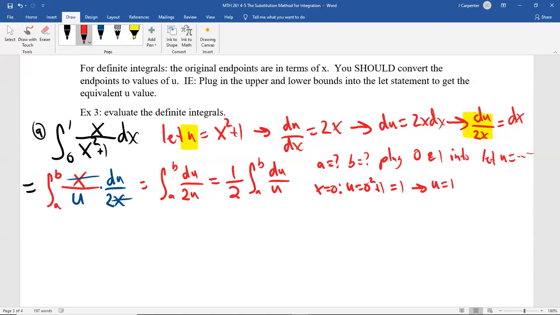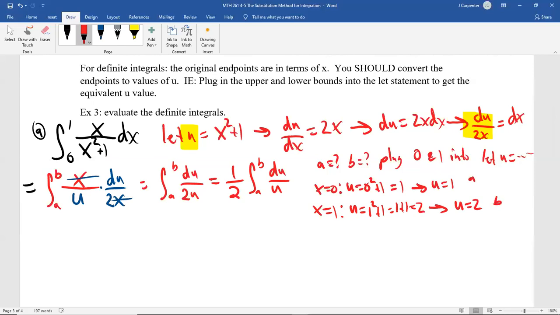When we've changed spaces, when we've changed variables, when we've changed dimensions, when we change from dollars to yen, 0 in x is equivalent to 1 in u. Obviously, that wouldn't make sense for a currency, but again, this isn't a currency exchange. What about when the x was 1? That's the upper limit. What's the equivalent in the u space? U is equal to 1 squared plus 1, which is 1 plus 1, and that's 2. So when x is 1, u is equal to 2.